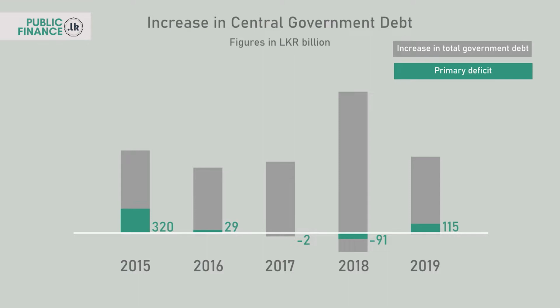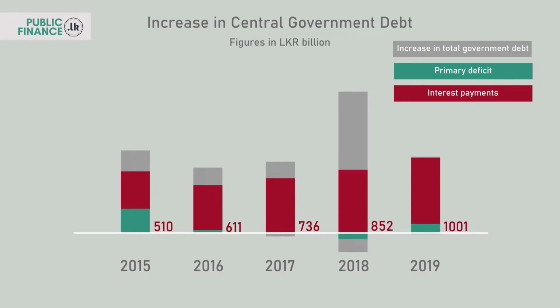Even though the primary balance was zero or had been positive in certain years, we can see that the debt has still increased significantly in those years. This is because the government needs to pay interest on its previous year's accumulated debt. And we can see that interest payments actually take up the largest proportion of the increase in debt in the last 5 years.